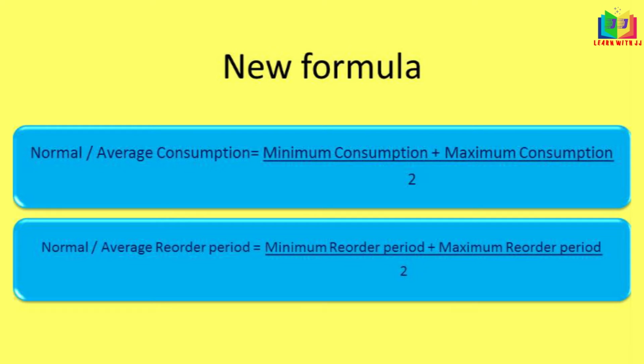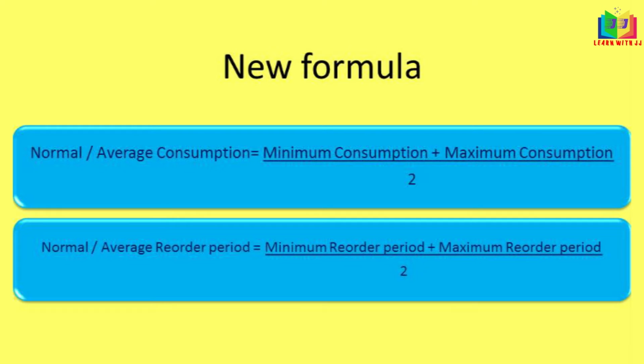In some problems, the normal consumption will not be given. In that case, we need to find the normal consumption. It is also termed as average consumption. In that category, we have to use this formula and find out the average consumption.